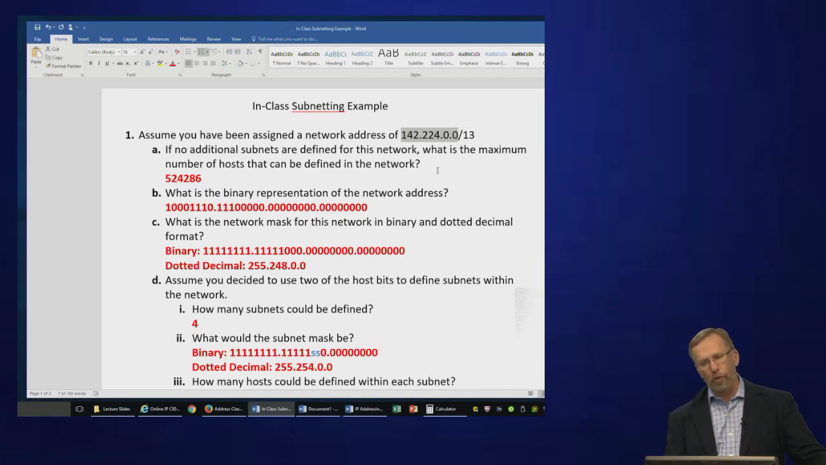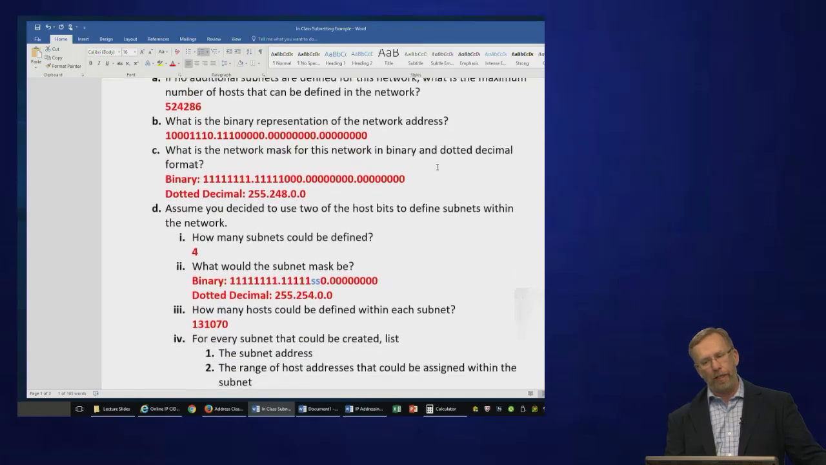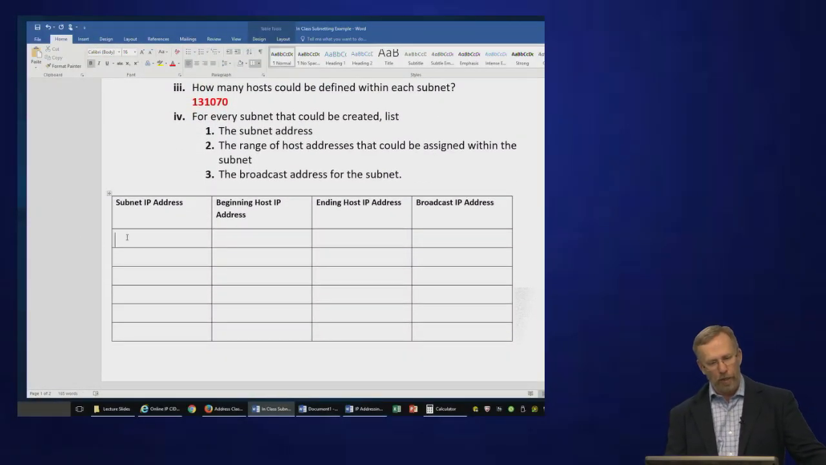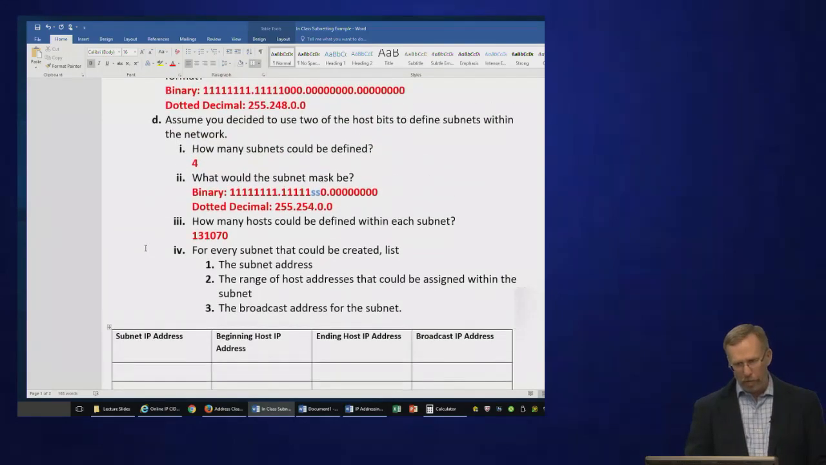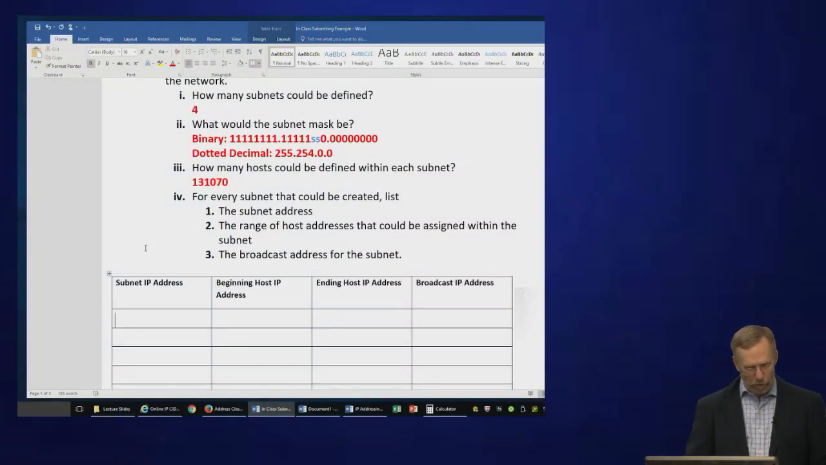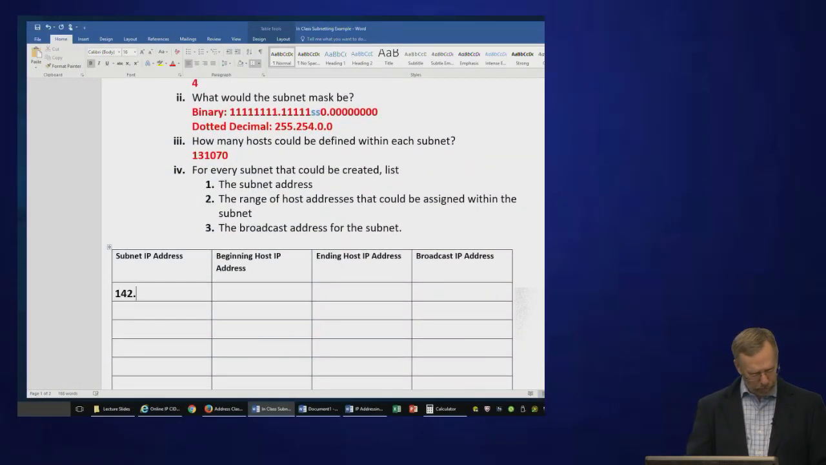So for now, we're going to assume that this is our first subnet ID, or the IP address of the network itself. I already forgot what it was. 142.224. And we know, once we have the network identified, the very first host address is going to be +1 in binary. So it's going to be 142.224.0.1.